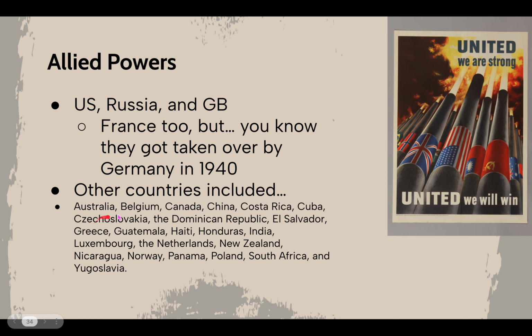They include Australia, Belgium, Canada, China, Costa Rica, Cuba, Czechoslovakia, the Dominican Republic, El Salvador, Greece, Guatemala, Haiti, Honduras, India, Luxembourg, Netherlands, New Zealand, Nicaragua, Norway, Panama, Poland, South Africa, and Yugoslavia. So there was more to the Allied powers than just the 4 that we talk about, but, I guess, we just don't ever talk about them.